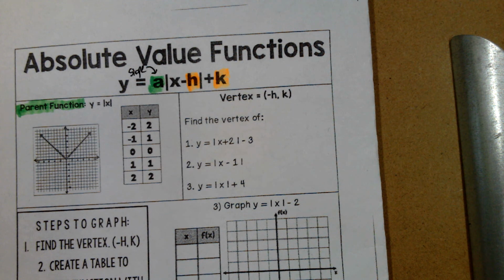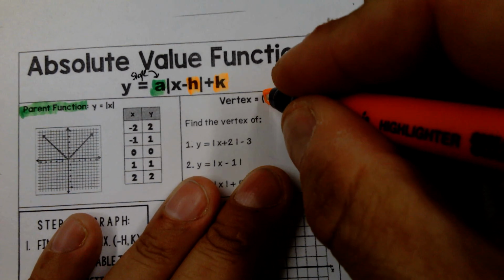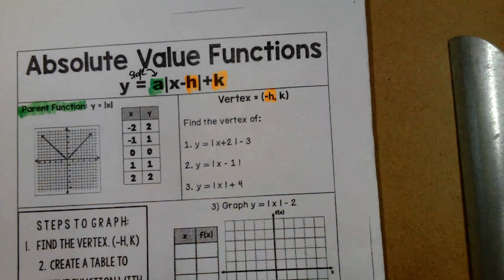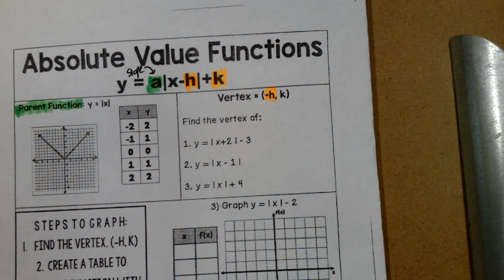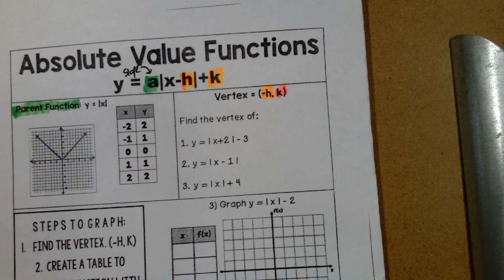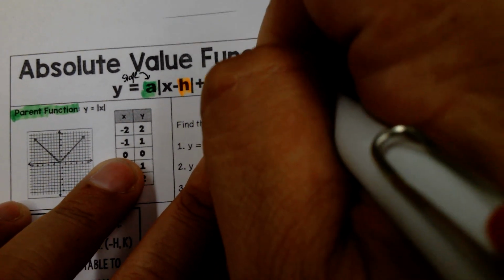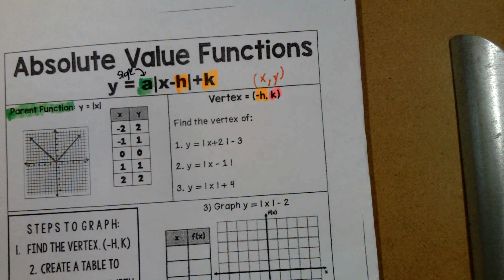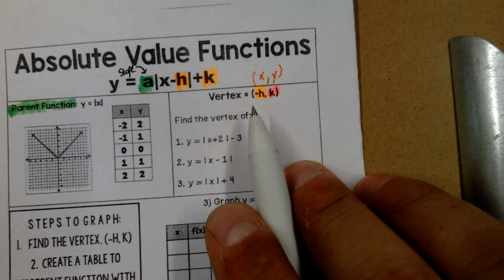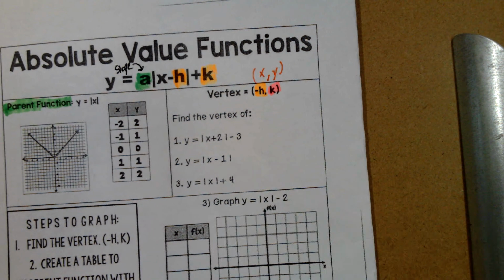Okay, let's talk about this HK thing, otherwise known as the vertex. Now, notice for h, it's associated with the x value, and k is associated with the y value. So this is coinciding with x and y. Also, notice that it's negative h. So the x value is negative whatever h is.